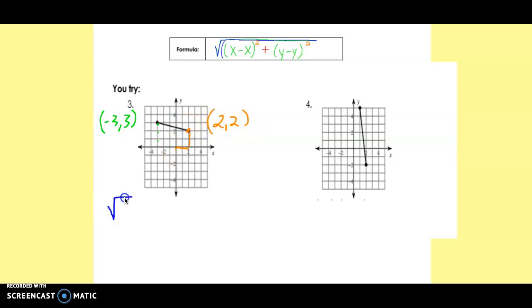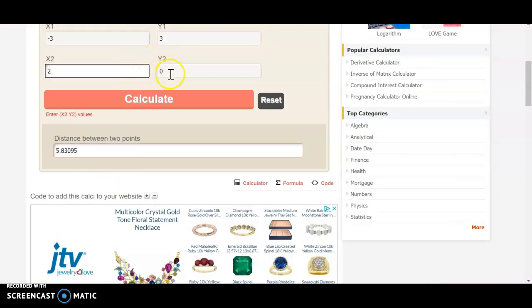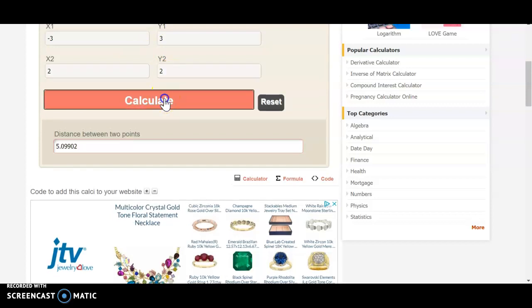Using the formula to plug in my values. Again, I'm going to subtract my x values first, -3 and 2, and square it, and add my subtraction of y values, 3 minus 2 squared. And again, from there, we can plug it in that calculator. So again, move on over to your calculator. And -3, 3, and it was 2, 2. So we're going to calculate it.